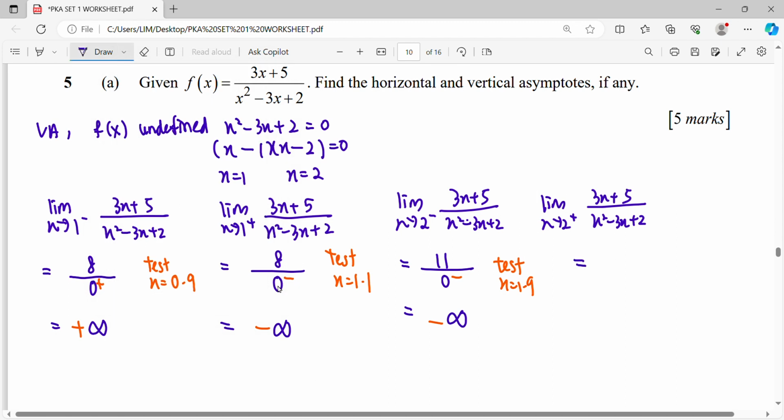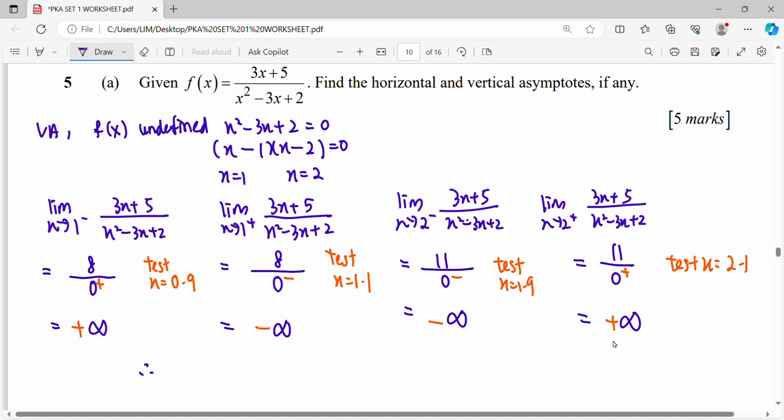Then x approaches 2 from the right hand side, also substitute 2, getting the same 11 over 0, which is infinity. Now we test the value 2 from the right hand side, 2.1. We put it into the denominator and we get positive. Therefore, overall for the fraction, positive over positive, positive infinity. Once we get our answers, you can see x approaches 1 from the left and right, the answer is infinity. Approaches 2 from the left and right, the answer is also infinity.